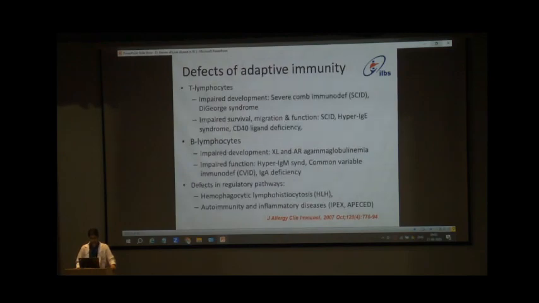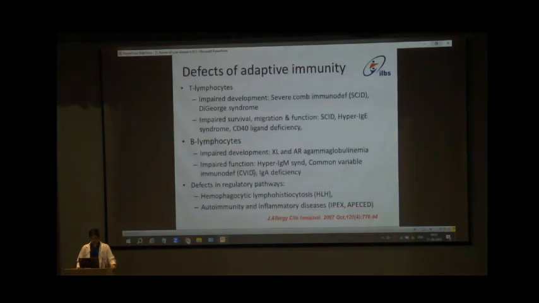Defects in adaptive immunity occur at three levels. At the T lymphocyte level, there is impaired development in patients with SCID and DiGeorge syndrome, and impaired survival and migration of the T lymphocyte in patients with SCID and hyper IgE syndrome. Impaired B cell development occurs in patients with X-linked or autosomal recessive agammaglobulinemia, and impaired function of the B lymphocyte in patients with hyper IgM syndrome, CVID and IgA deficiency. The third pathway of defect in adaptive immunity is the defect in regulatory pathways like HLH, IPEX and APECED syndromes.